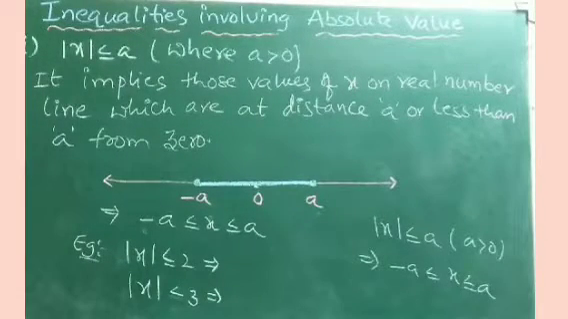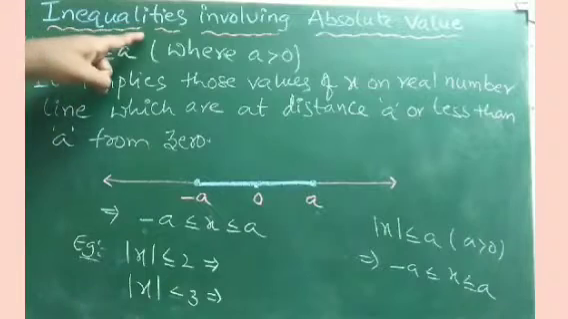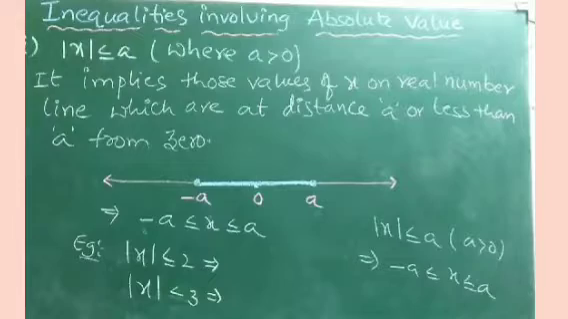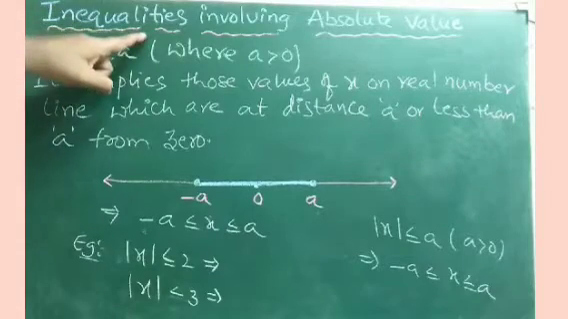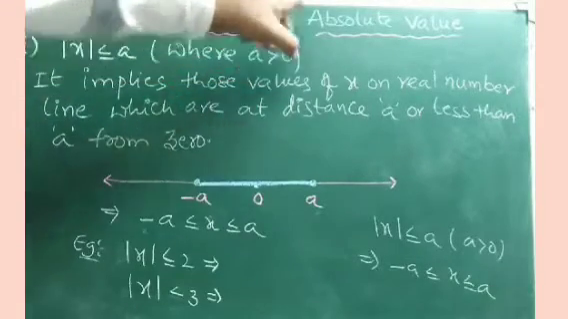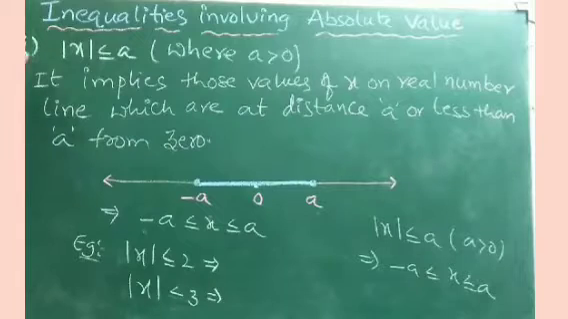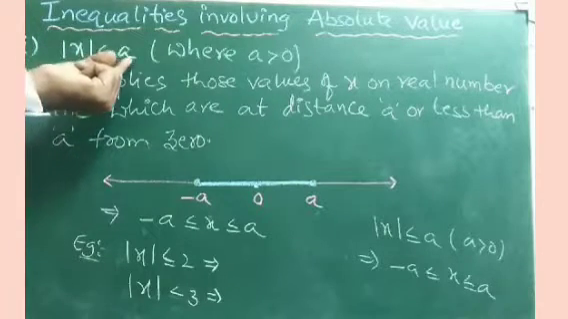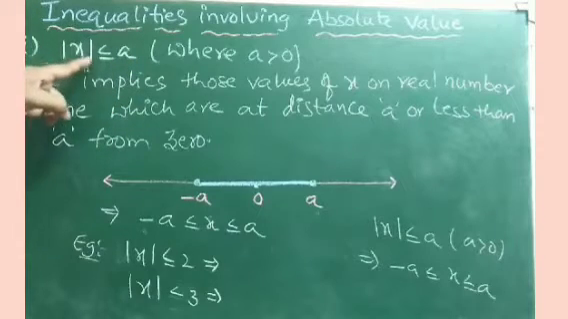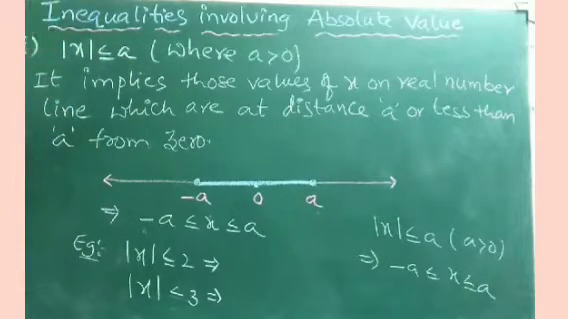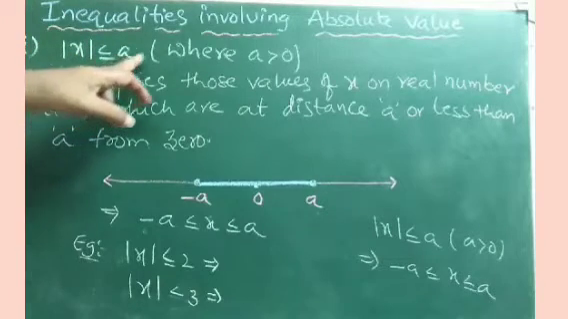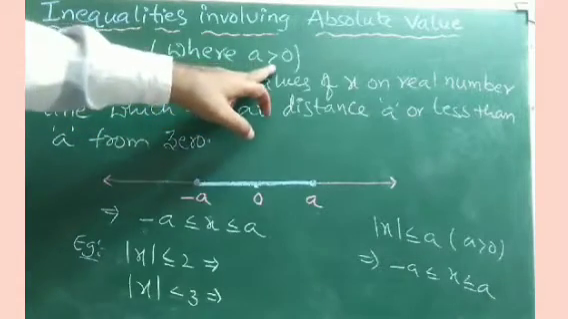So let us discuss inequalities involving absolute value. Inequalities involving absolute value. So first one, modulus of x less than or equal to a. So modulus of x, which is absolute value, involving inequalities, and provided the case here where a is greater than 0.